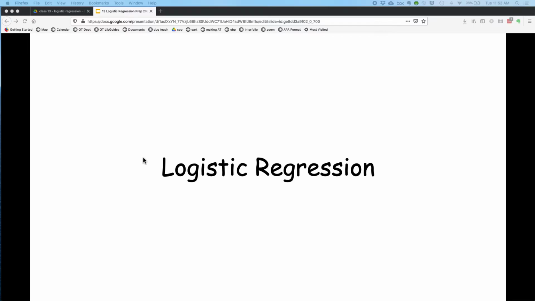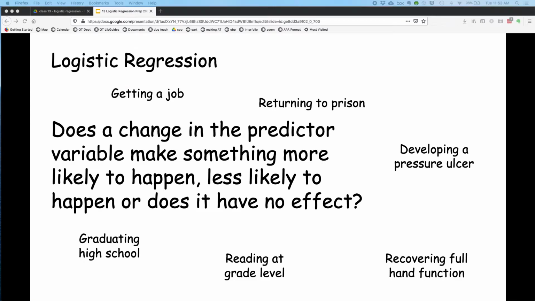In this video, we're going to cover the ideas underlying logistic regression. We use logistic regression when we're interested in an outcome variable that's yes or no, right? So something like getting a job, graduating high school, developing a pressure sore. These are yes or no kinds of questions. And what we want to know is, do any of our predictor variables make those outcomes more likely or less likely to happen?